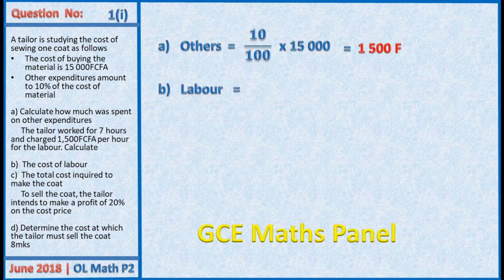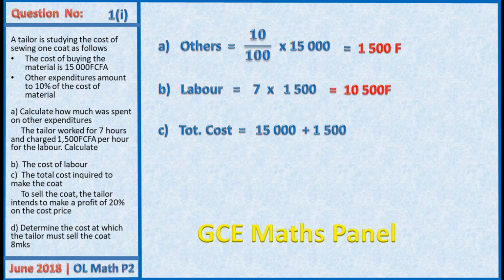B is introduced by a paragraph. So we have the tailor worked for 7 hours and charged 1,500 francs per hour for the labor. Calculate the cost of labor. So for each hour, the tailor asks for 1,500 francs. Therefore, for 7 hours, the tailor will ask for 7 times 1,500 francs, giving us 10,500 francs. C, the total cost required to make the coat. To make this coat, you have the cost of material plus the cost of labor plus the cost of other expenses. And the sum of all of this gives us 27,000.